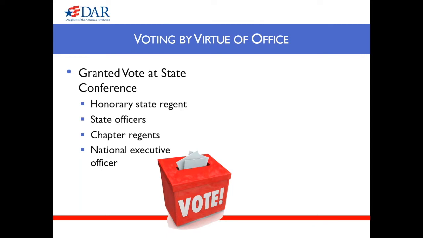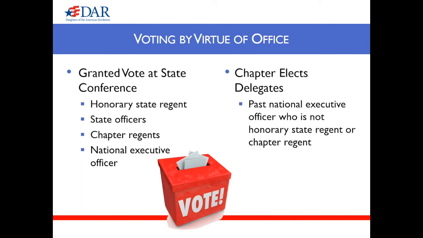Honorary presidents general and honorary vice presidents general who are members in the state are usually honorary state regents and have a vote. Chapters should elect as delegates members who are not already granted a vote by virtue of elected office. A past national executive officer who is not an honorary state regent or a chapter regent has a vote only if elected as a chapter delegate. Note that your state bylaws take precedence on the specification of those who are eligible to vote by virtue of office.